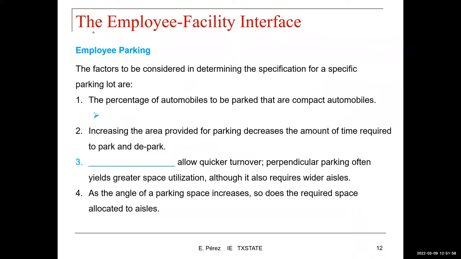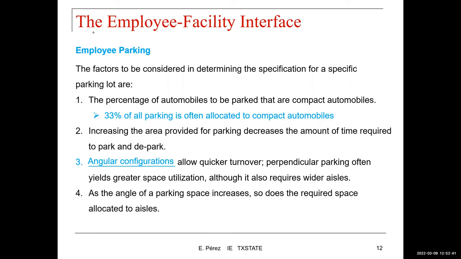So what are the factors to be considered in determining the specification? First, the percentage of cars to be parked that are compact cars. 33% of all parking is often allocated for compact cars, so about 1/3 of all spaces. Increasing the area provided for parking decreases the amount of time required to park and depart. Angular configurations allow quicker turnover. Perpendicular parking often yields greater space utilization, although it also requires wider aisles. So if you provide an angle, then you're saving some space.